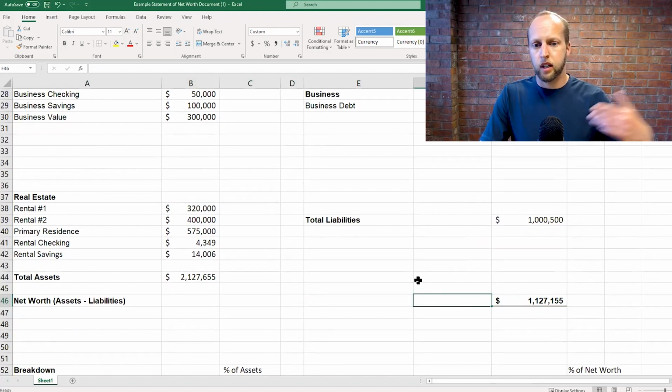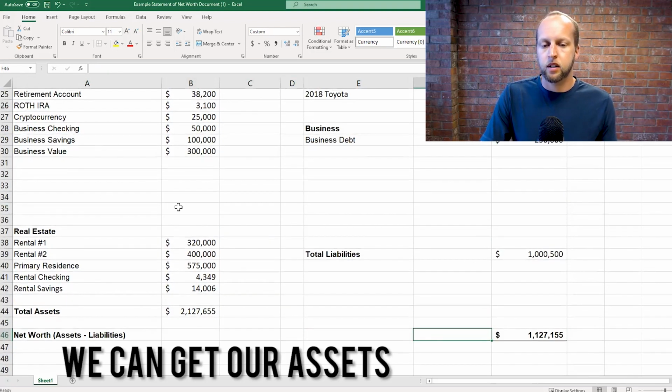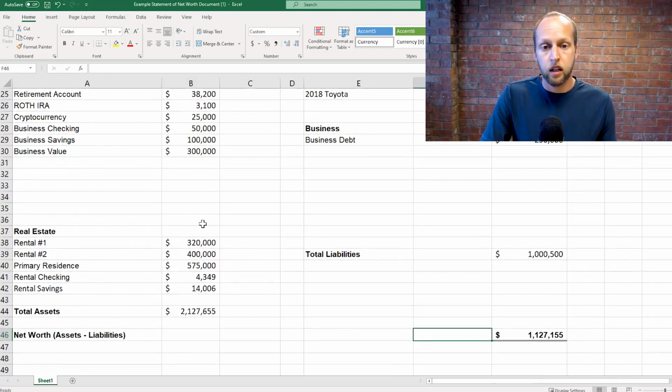Now, obviously, the goal is to get that into the positives and then grow that as much as we can, so we can get our assets working for us to produce income to cover our lifestyle. But even if you do this calculation and it's negative or it's really, really low, don't let it be demoralizing, because now you know and you can start to move forward. And having that knowledge is one of the most important pieces. So I would really encourage you to go through this process, even if it looks a little bit ugly, and then start making progress forward.